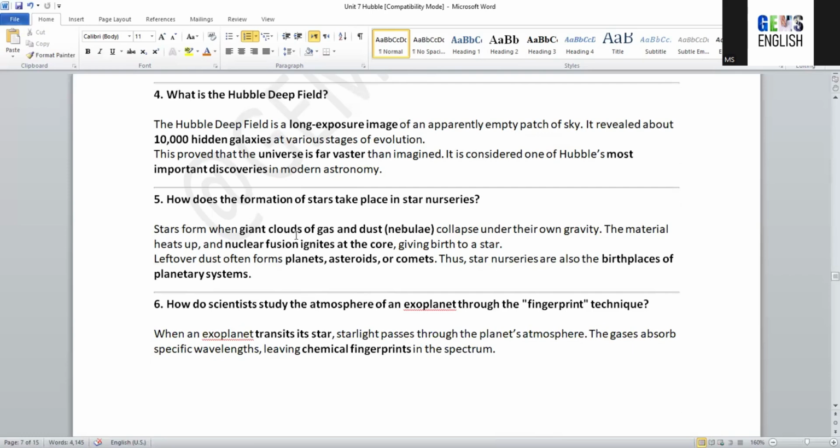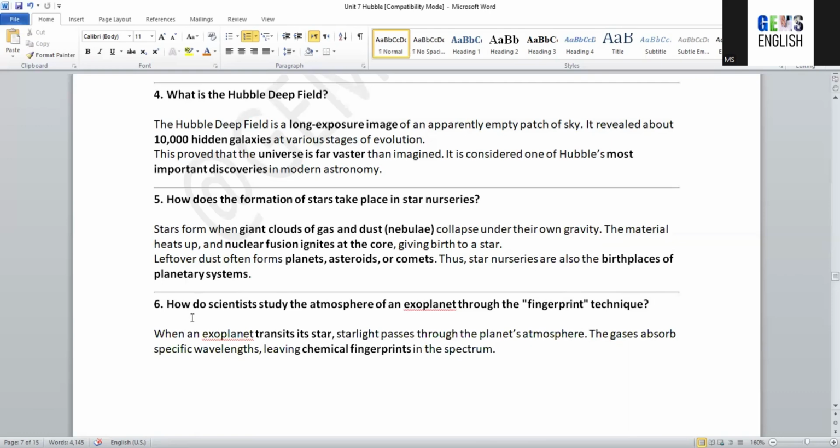Stars form when giant clouds of gas and dust, nebula, collapse under their own gravity. The material heats up and nuclear fusion ignites at the core, giving birth to a star. Leftover dust often forms planets, asteroids, or comets. Thus, star nurseries are also the birthplaces of planetary systems.